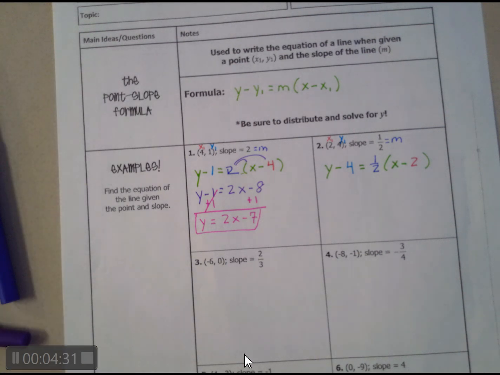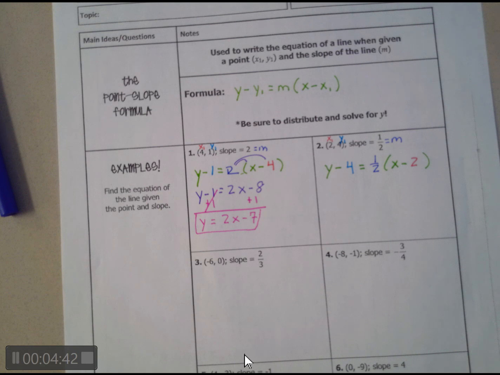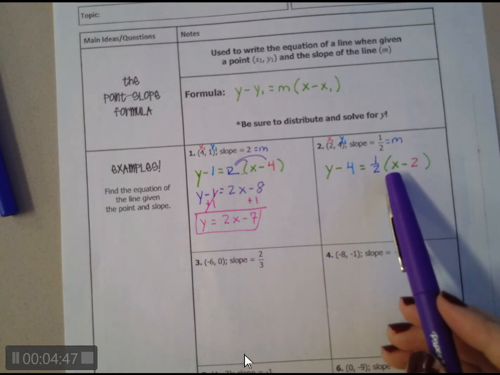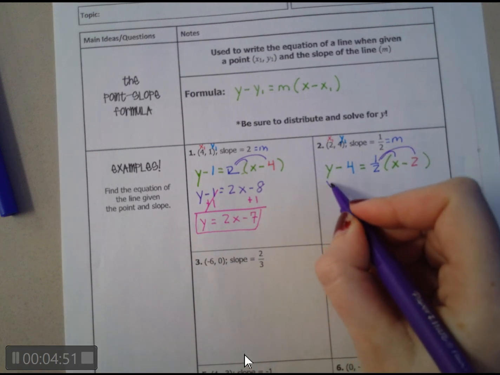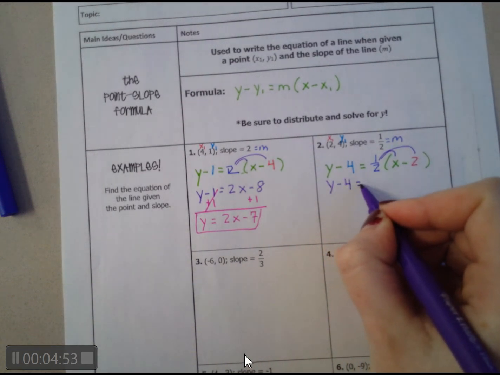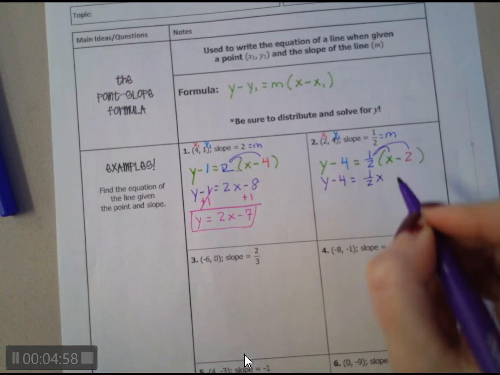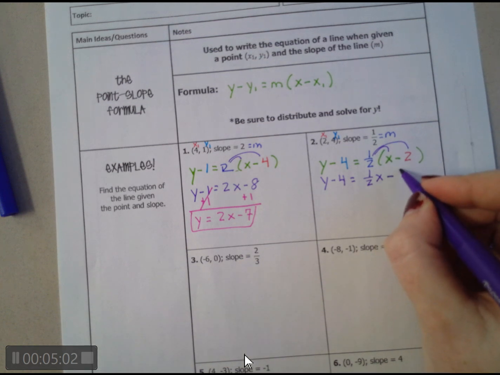and now we get to simplify. Okay, so what do I need to do first in order to simplify? Well, what did we do in that previous problem to simplify first? Right, we distributed our 2 first. So I need to distribute my 1/2 first. So I'm going to just rewrite y minus 4 equals, and then 1/2 times x is just going to be 1/2 x. And then 1/2 times negative 2 is going to give me negative 1.